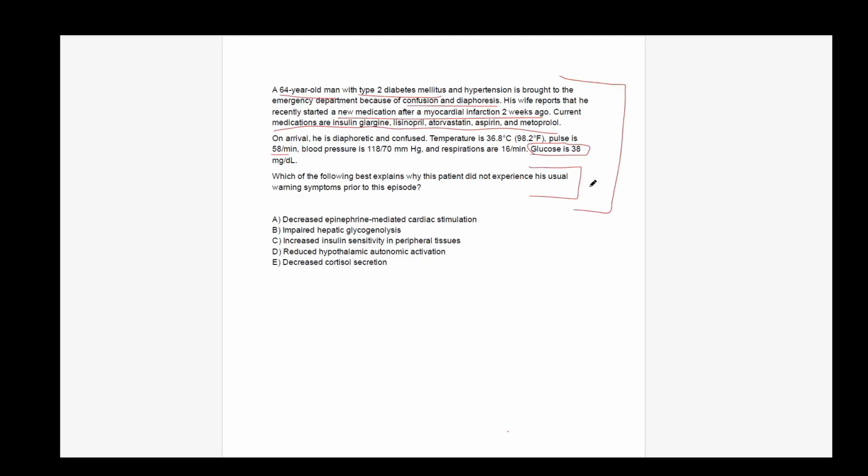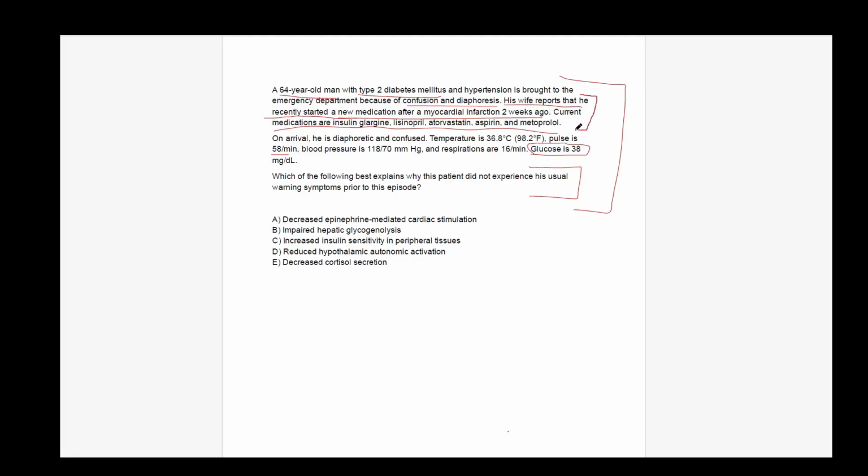One important strategy that I used for my Step 2 was basically just looking at what was taking up most of the question. Where is NBME trying to focus their attention? Where do they want you to look? Over here, this piece of information, his wife reports that he recently started a new medication, and then they give you his full medication regimen.